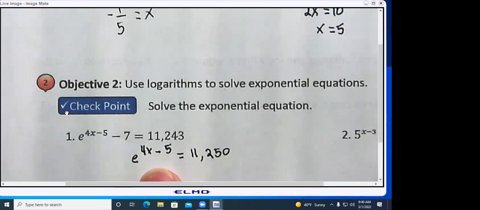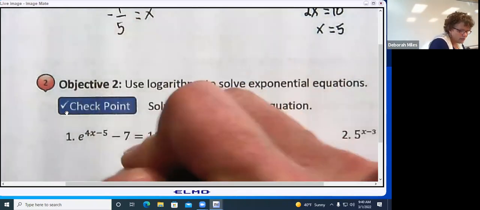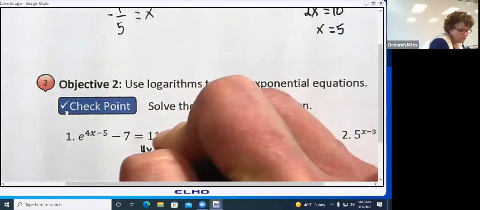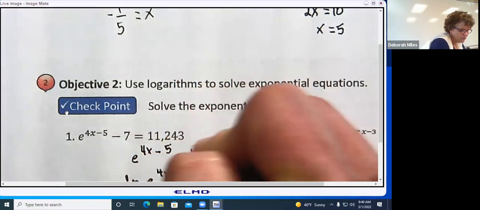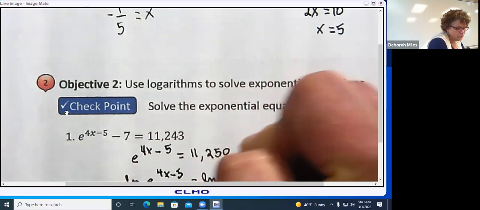Can you take natural log of both sides? Yeah, technically I could take log base anything of both sides. I could take log base 2 of both sides if I wanted to, but it wouldn't really make sense to do that because if I want to undo base e, it would be easier to take natural log of both sides. Natural log of e to the 4x minus 5 equals natural log of 11,250.